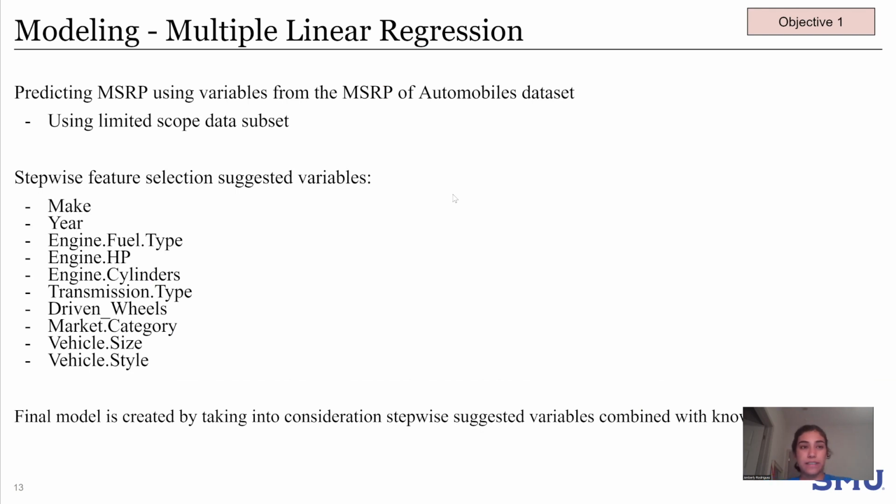So here we're going into objective one, which is the modeling part. Our goal is to predict the MSRP using those variables that we just looked at from the automobile data set. We did use stepwise feature selection, and this resulted in these suggested variables: make, year, engine fuel type, engine HP, engine cylinders, transmission type, driven wheels, market category, vehicle size, and vehicle style. We took into account these suggested variables and also the knowledge we gained from the EDA, and we concluded with a final model.